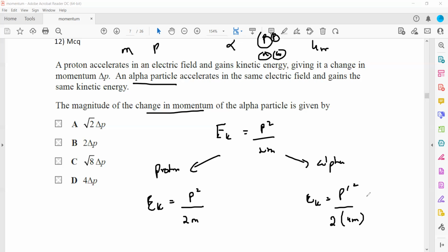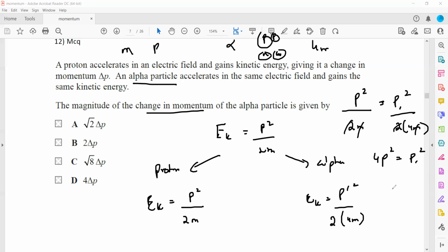Now, when we simplify this, because they both have the same kinetic energy, the kinetic energy of the proton is the same as the kinetic energy of the alpha particle. Here it will be 4m. So m will cancel with m, and this 2 will cancel with 2. So this 4 is divided on one side, and on the other side it will be multiplied. So 4 times the momentum of the proton squared is equal to the momentum of the alpha particle squared.